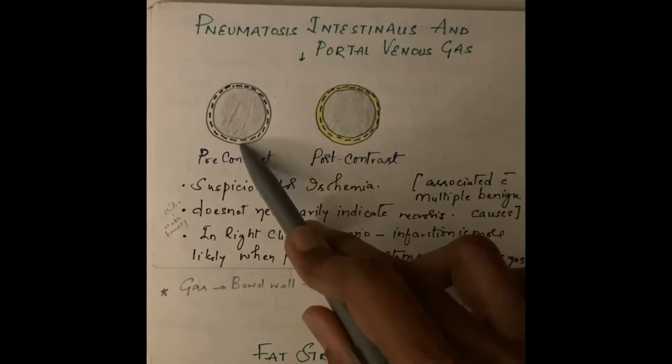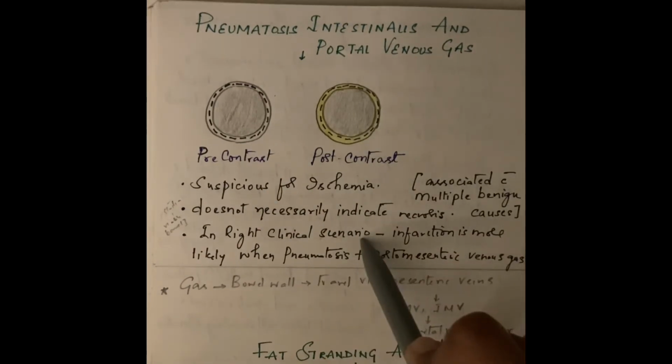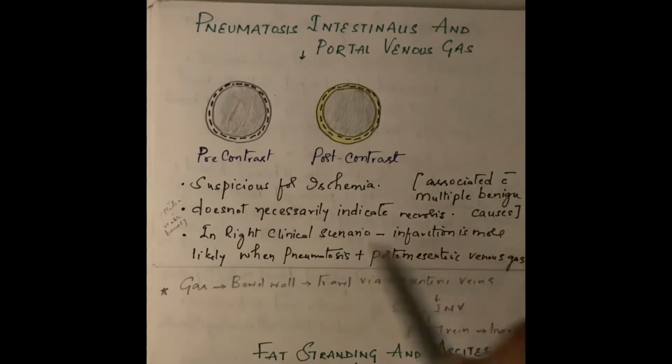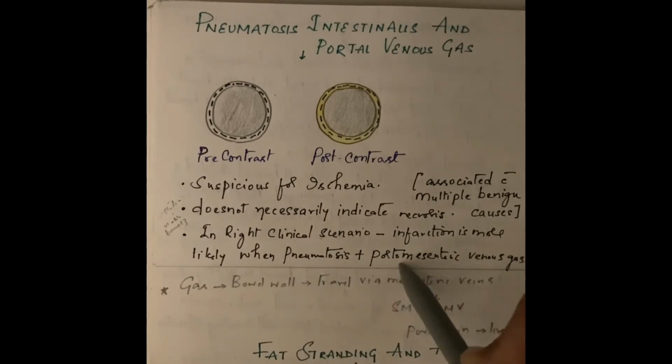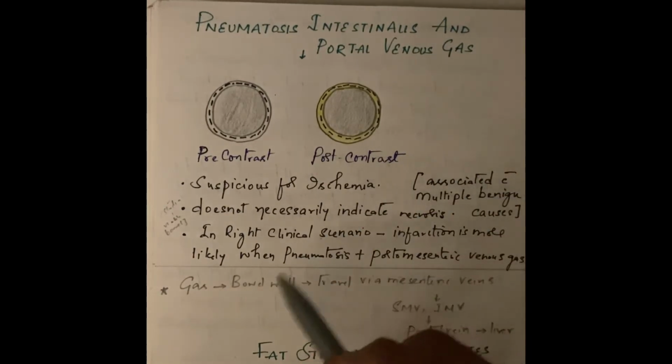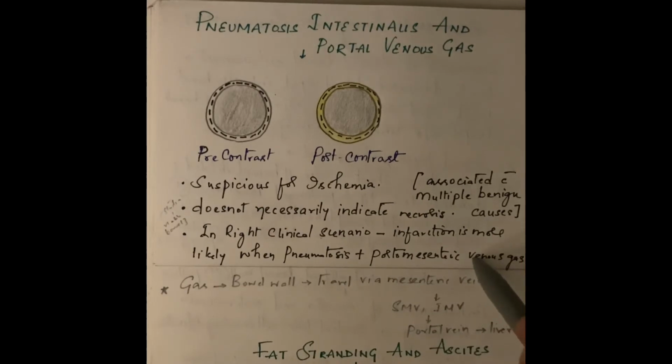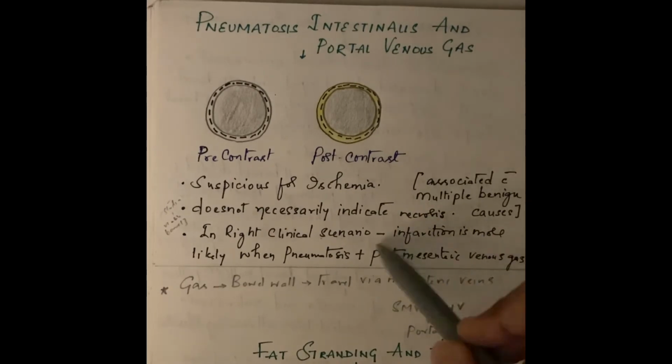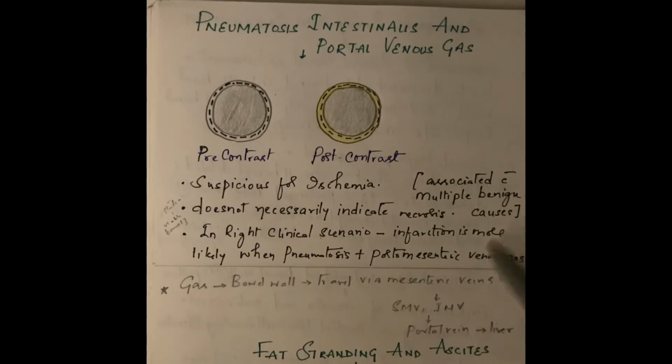So along with this, in the right clinical scenario, infarction is more likely when the pneumatosis is associated with portomesenteric venous gas. How does this gas enter the portal venous system? First there will be gas within the bowel wall. It travels via the mesenteric veins, then into the superior mesenteric and inferior mesenteric veins, with the portal vein and liver. So pneumatosis intestinalis with portomesenteric venous gas, in the right clinical scenario, makes infarction more likely.